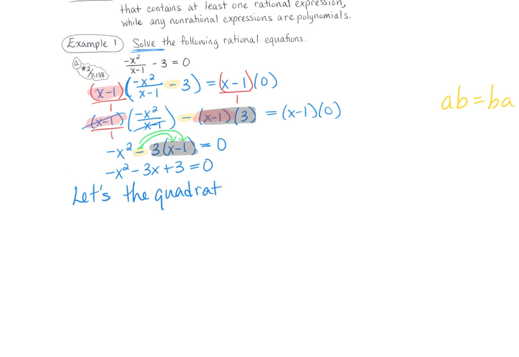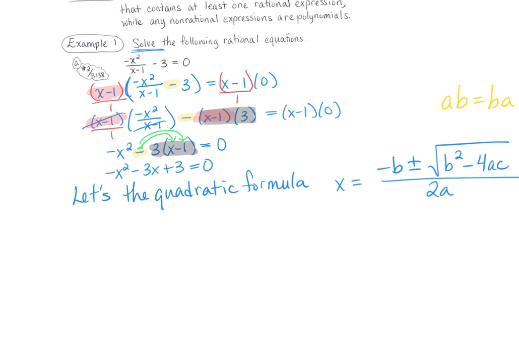Negative b plus or minus the square root of b squared... Good. Okay, and that's going to be x. Okay, so what's a for us? Negative 1. What's b? Negative 1. What's c? 3. So let's solve it.